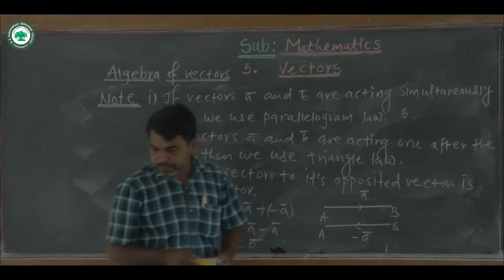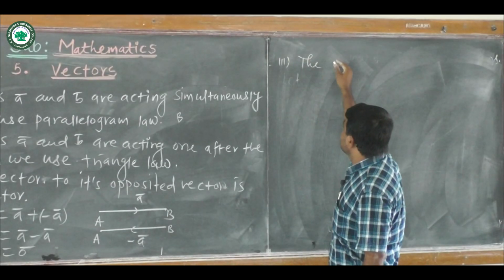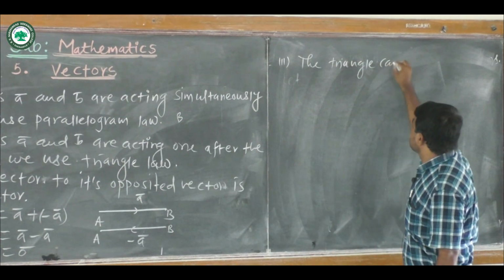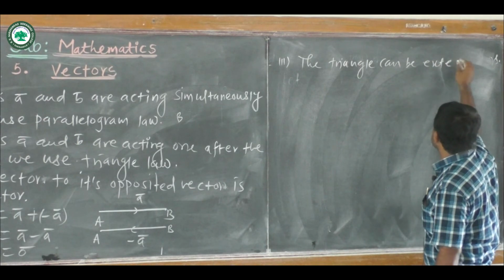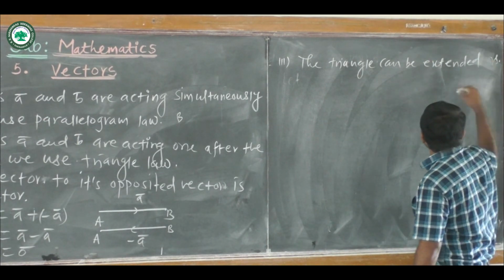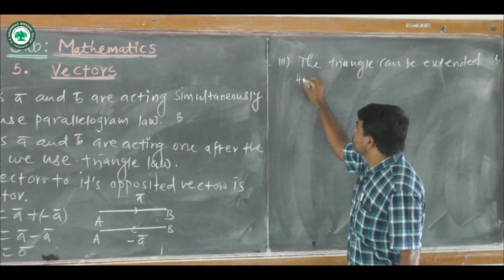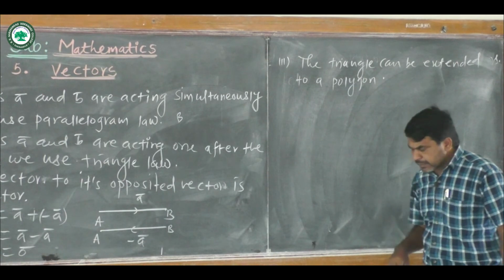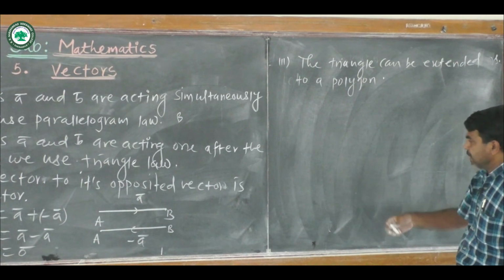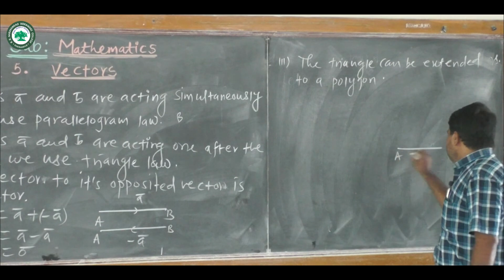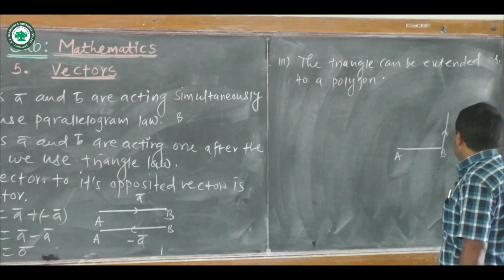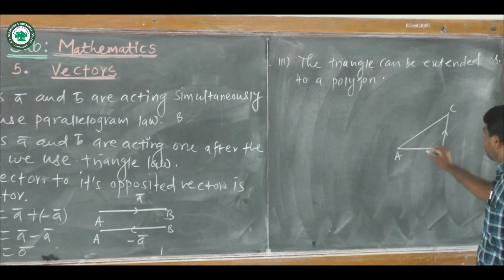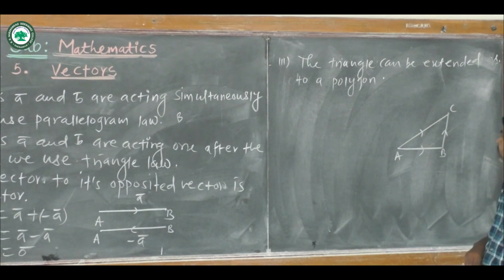Third note, the triangle law can be extended to a polygon. See, we know the triangle law. I will just revise the triangle law. If this is AB bar and this is BC bar, then AC bar is AB bar plus BC bar.